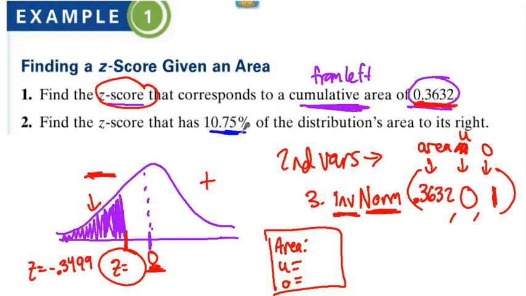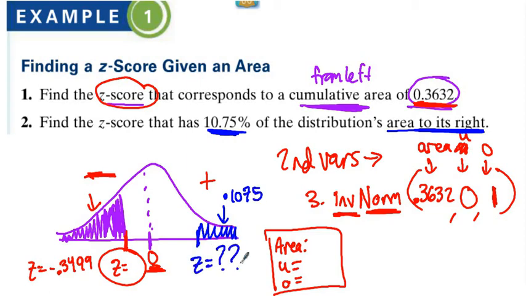Second example, we want the z-score for 10.75% of the area to the right. This is a little bit tricky. We want this area on the right to be 0.1075, and we're being asked for the z-score at that point right there. Remember that with inverse norm in the calculator, this area is always area to the left. That's important.